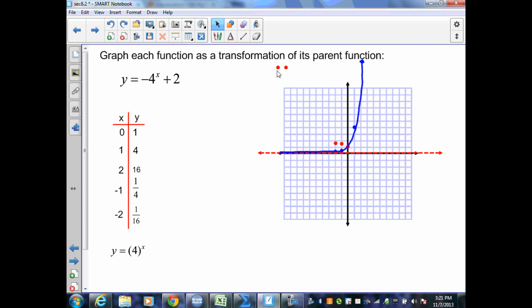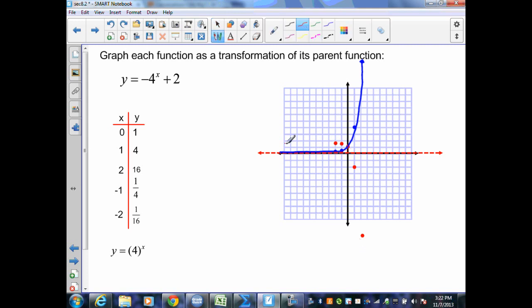Next, at 1, I'm going to multiply the 4 by a negative 1, which gives me a negative 4. But I'm going to translate that up 2 units. And my last one I have at 2, 16. Multiplying by a negative is going to give me negative 16, which is approximated down here. And then I'm going to move it up 2 units.